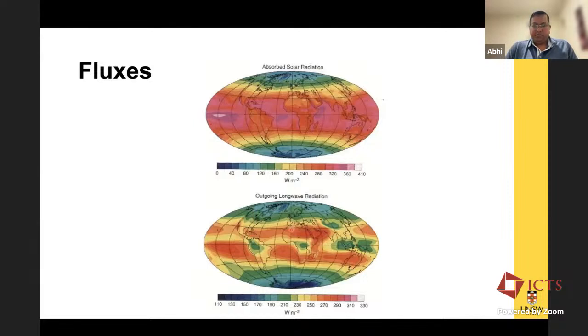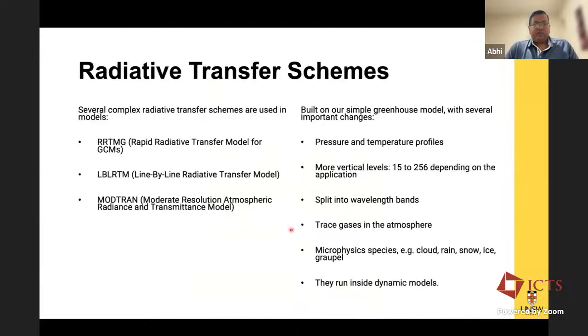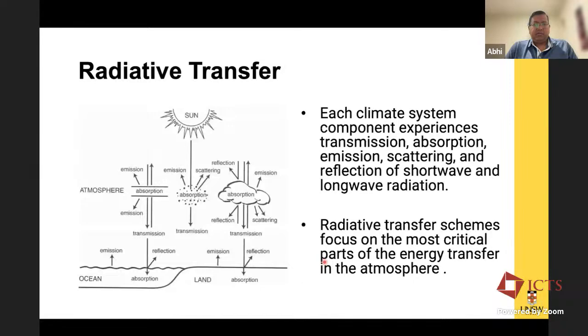Coming to radiative transfer schemes, there are several complex schemes. On the left, you can see the RRTMG, the rapid radiative transfer model. You have the line-by-line radiative transfer models. You have MODTRAN. But all of these schemes are built on our simple greenhouse model, with several other changes. So you have, for example, pressure and temperature profiles. You have multiple levels. They're split into wavelength bands. They trace gases in the atmosphere. There's microphysics in it as well. You have cloud, rain, snow, other things, and they run inside dynamical models.